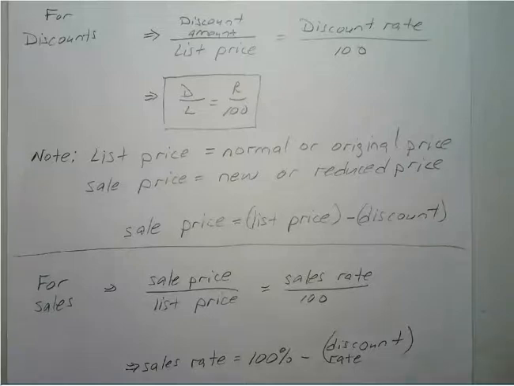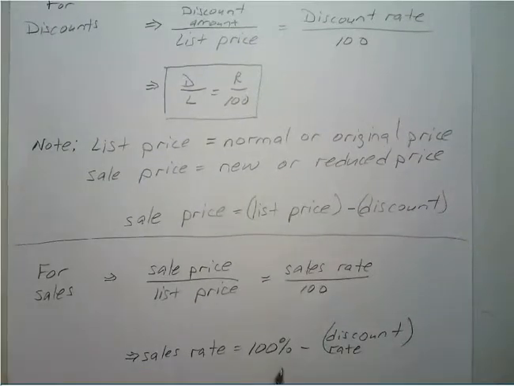So you have, of course, your discount rate and your sales rate. Your sales rate is a little different than the discount rate because it's 100% minus your discount rate to get your sales rate. If you are still writing, by all means, feel free to press pause. But we're going to go ahead and move on to our first example.